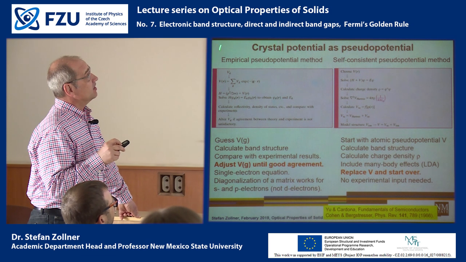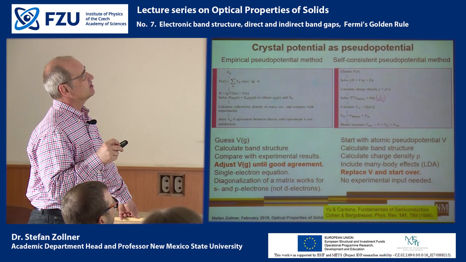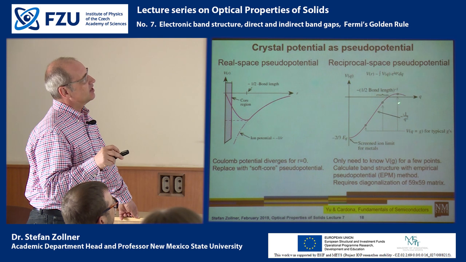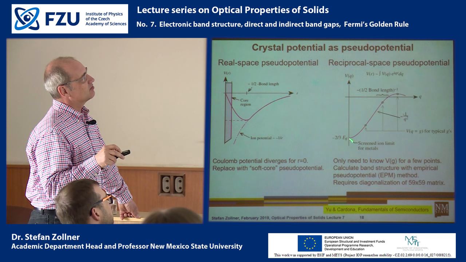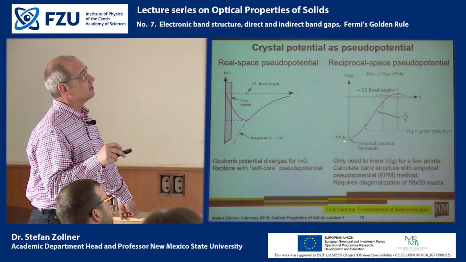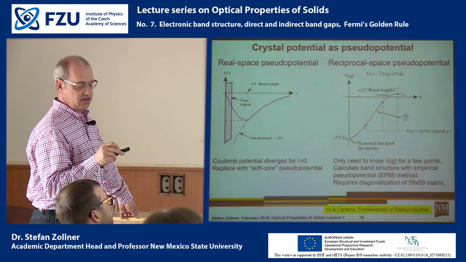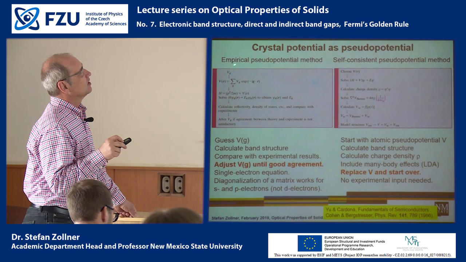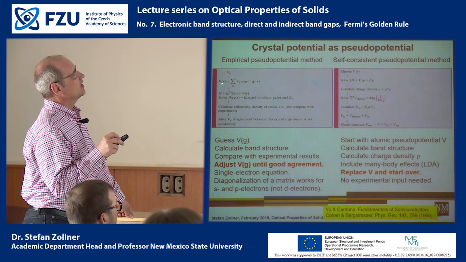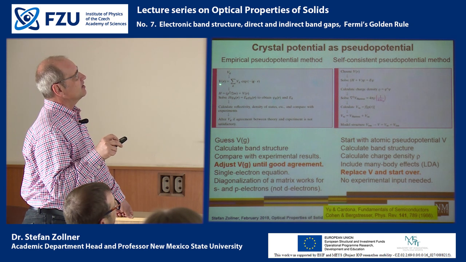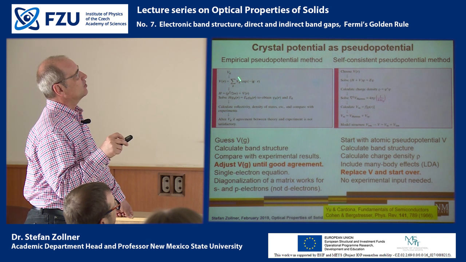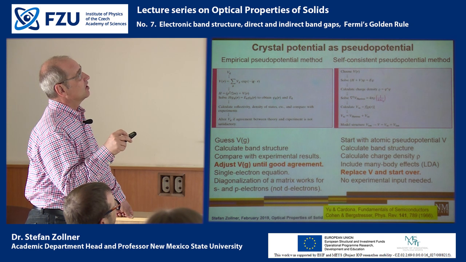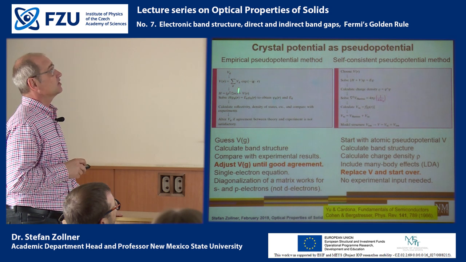So what we do in the empirical pseudo-potential method is that we guess these three numbers, and then we draw this line through these three numbers. The fourth number, you might say, is a constraint, the minus two-thirds of the Fermi level. So we're guessing these three numbers for the potential, and then the potential energy can be written as a Fourier transform of the potential in reciprocal space. So with these three numbers, we can calculate the crystal potential.